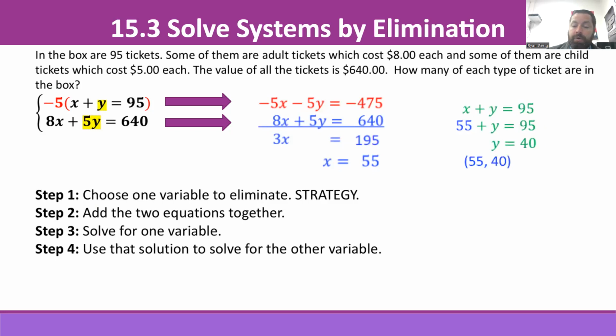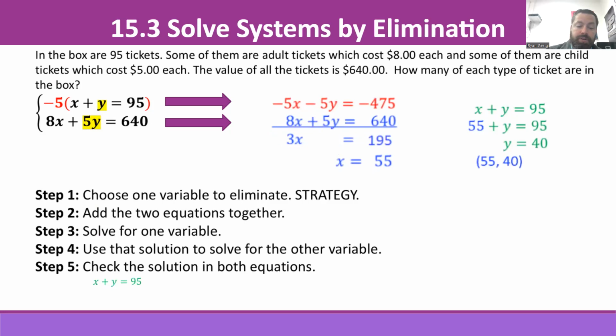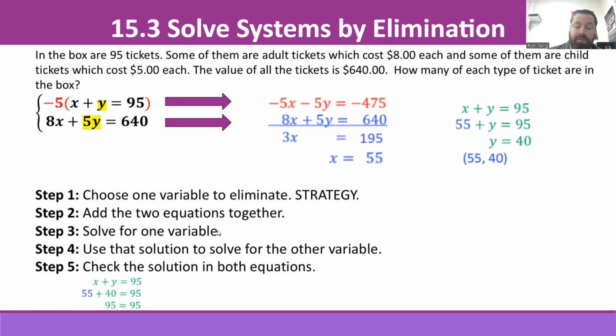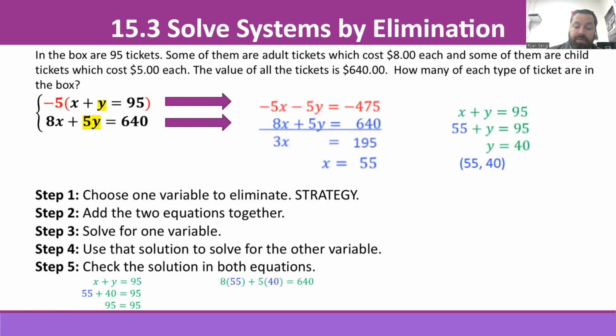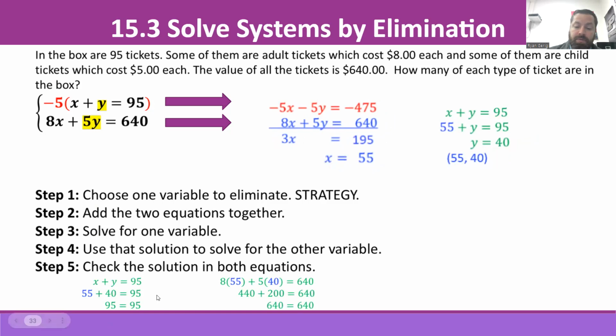And again, like I always recommend, check the solution. Okay, so you can see that down here at the bottom. X plus y is 95. 55 plus 40 is 95. It works. 8 times 55 plus 5 times 40 is 440 plus 200, which is 640, and it works. Okay, that's what we do for elimination.